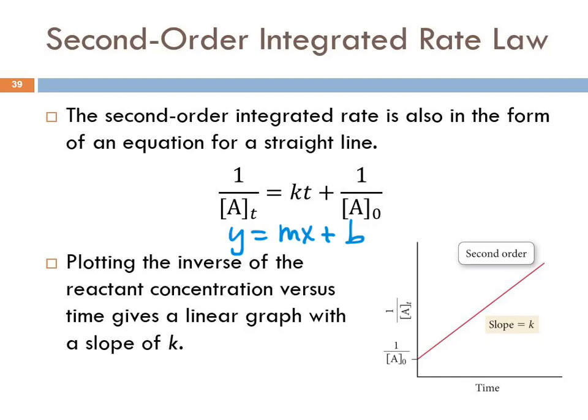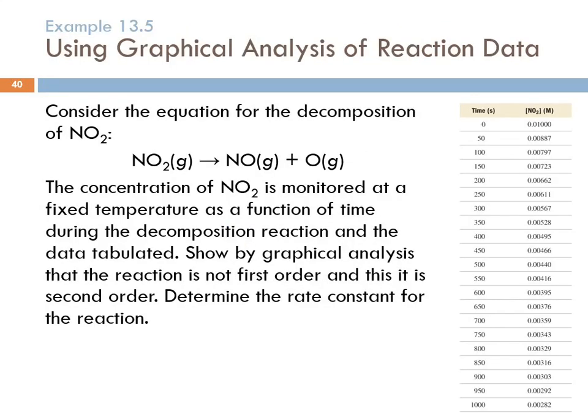Scientists love things that end up being straight line plots, right? They're really easy to find an equation for, and you've got linear regression. You can get a regression constant and figure out how well your data is fitting the equation, and it's just really nice. So let's look at an example for the second order.